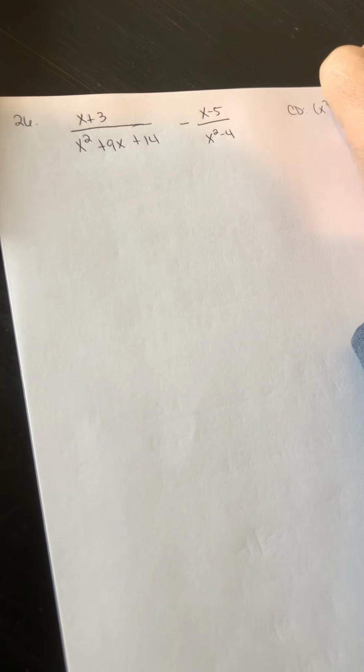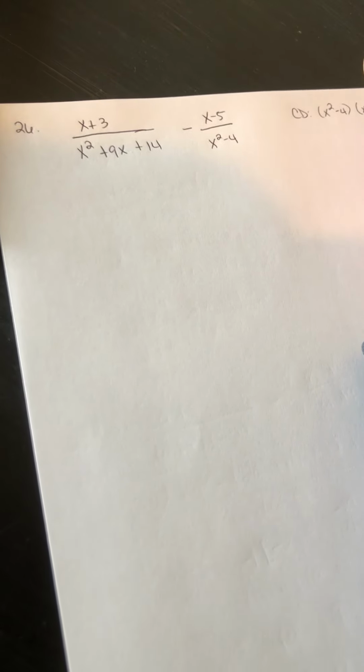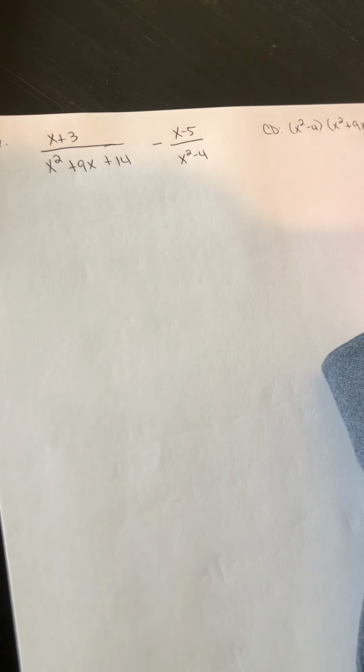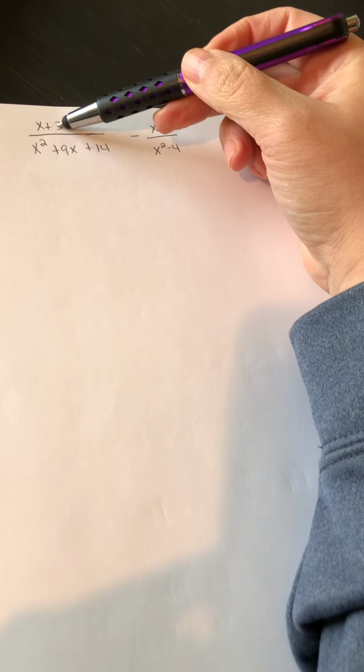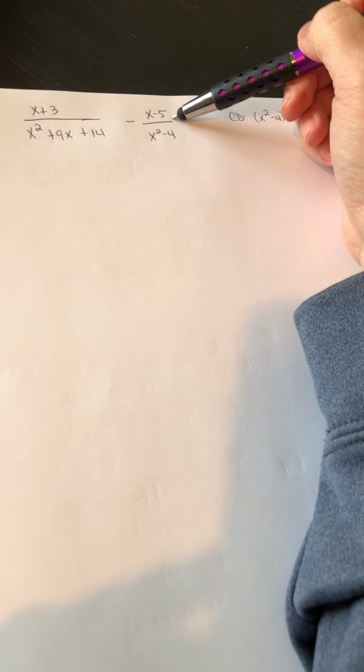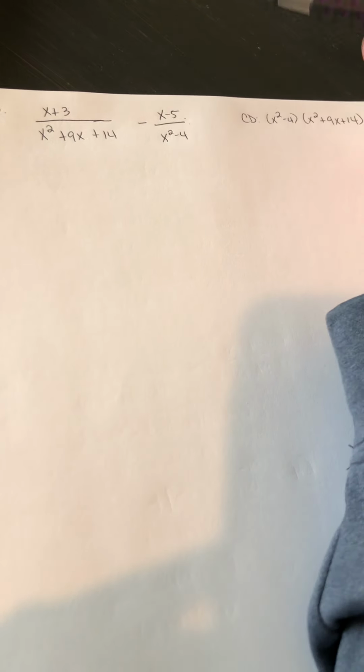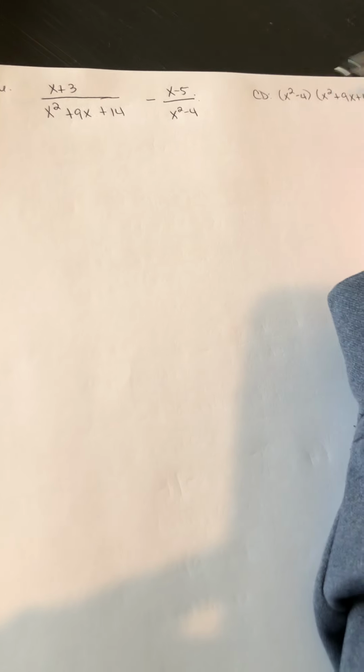x squared minus 4 times x squared plus 9x plus 14. That is a common denominator. You could multiply this side by x squared minus 4, multiply this side by this trinomial, and simplify it that way. I wouldn't recommend it because it causes you to have to simplify and do a lot of multiplication that's not necessary.